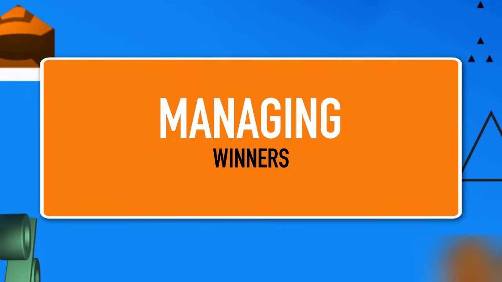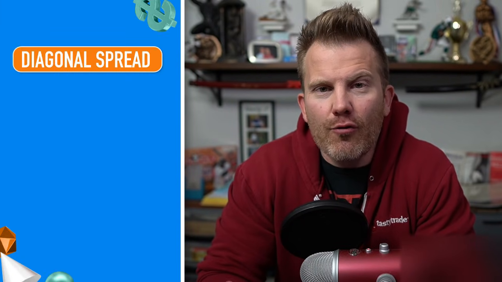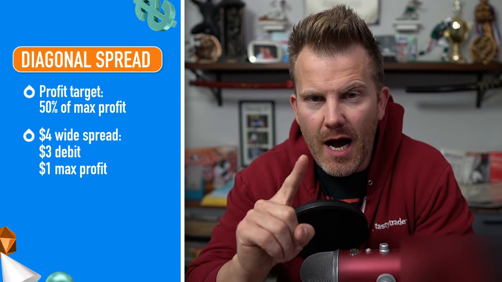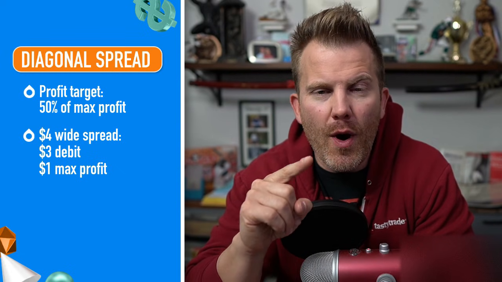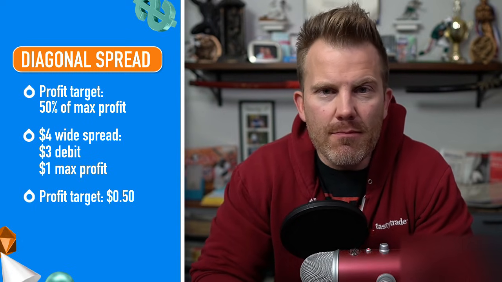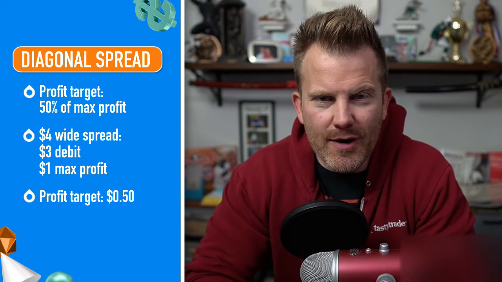Now, the fun part. The winning trades. How do we manage these guys? Well, it's actually pretty simple. And it's very similar to everything we've done to this point. We set our profit target right at about 50% of max profit. So again, on that $4 wide diagonal spread, you pay $3, your maximum profit is $1. You're only looking to come away with 50% of that. So about 50 cents. That will be a winning trade. You book it, you close it, you move on, you find another opportunity.